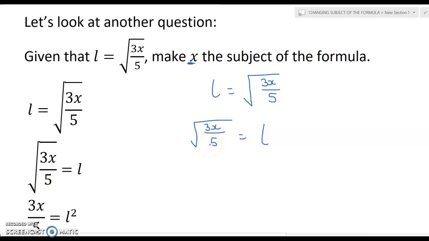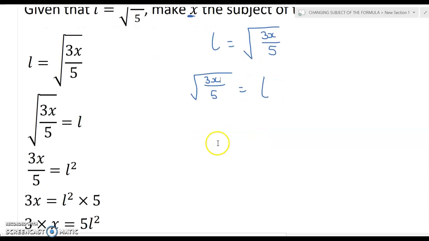Now, we need to move things across step by step. First, we need to move across the square root sign. The opposite of square root is squaring. So we get 3x over 5 is equal to L squared. That's something you need to remember: if you have the square root and everything else is inside, you must move that square root sign. The opposite of square root is squaring. And from there, it should be a little bit easier.